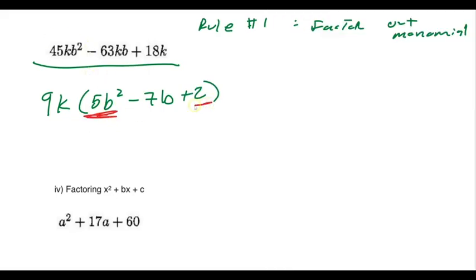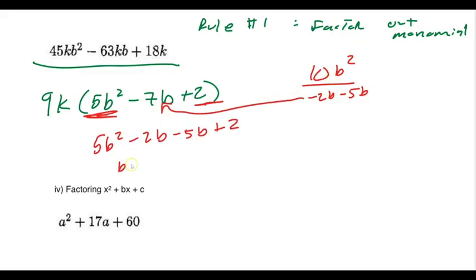I'm going to multiply my terms together. You get 10b squared. Figure out a combination that gives you the middle. In this case, negative 2b and negative 5b. Those two things multiply to get 10, but add to get negative 7. Plug it in for the middle. Factor out what they have in common. I have a b in common. I get 5b minus 2.